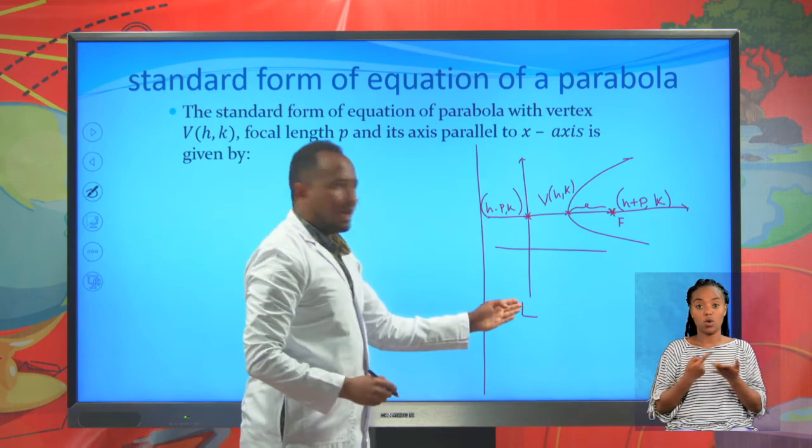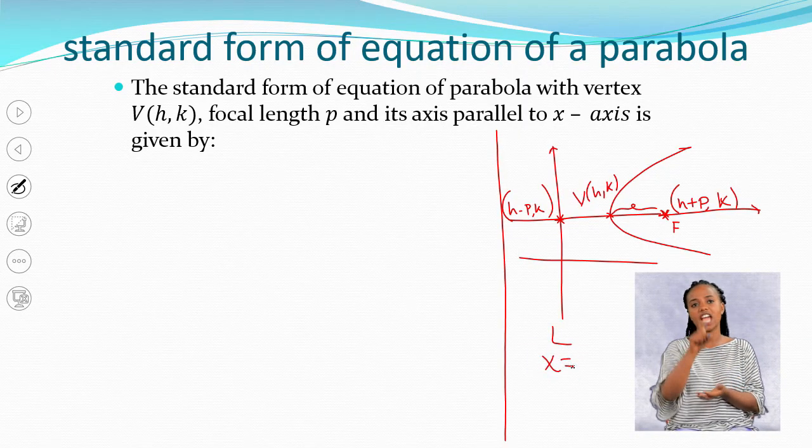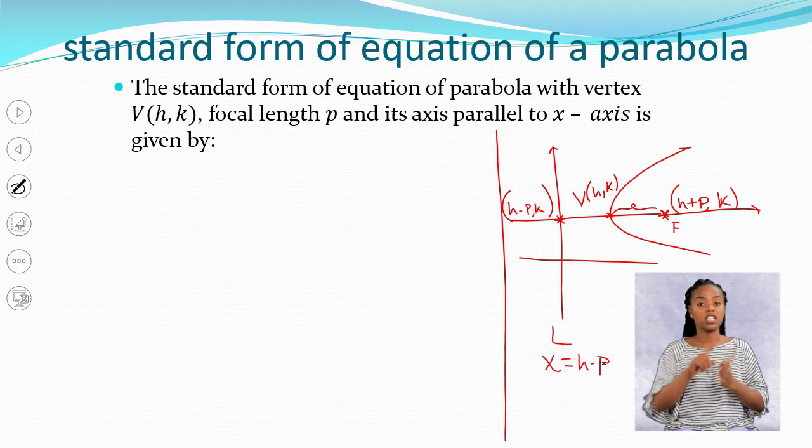So this is a vertical line, and you can write its equation: x is equal to the x-coordinate, which is h minus p. So this will be the equation of the directrix.